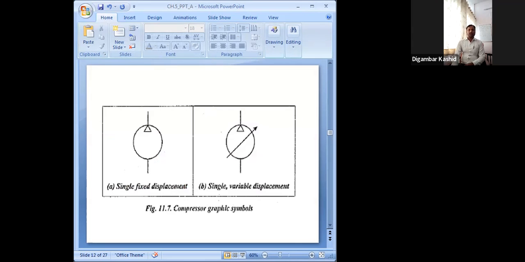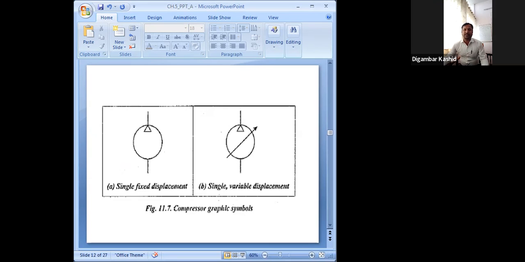Now one point remains to explain: the symbol. The graphical symbol of the compressor. This first one is the symbol of the air compressor, but it is for the single, fixed displacement.